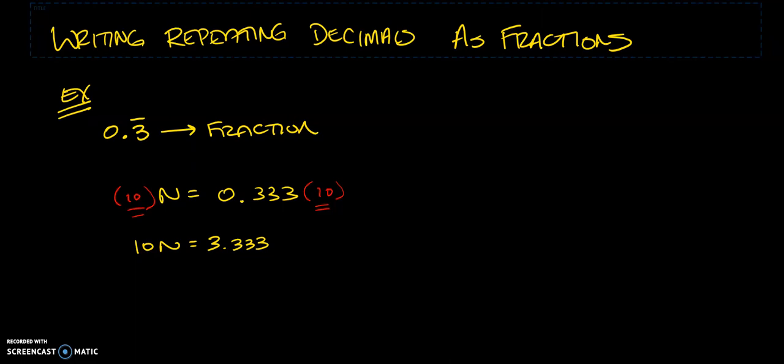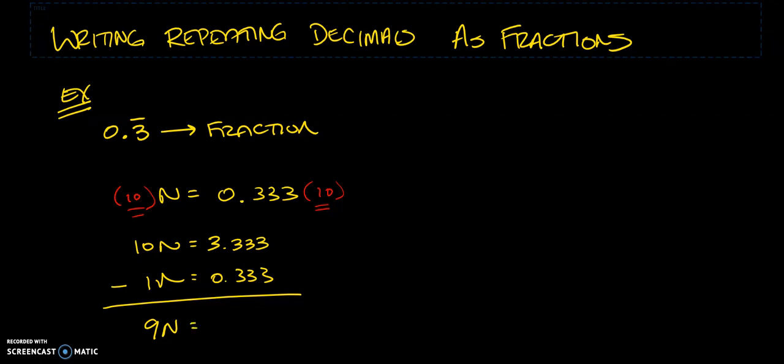Because what I want to do next is subtract the original equation. And this is where I hope you can see it. I want to come in and subtract n equals 0.333. Now, there's a 1 here. We just don't show it. So 10n minus 1n is 9n. If you have 10 n's and you subtract 1 n from it, you've got 9 n's remaining.